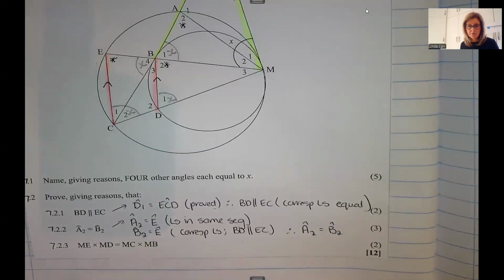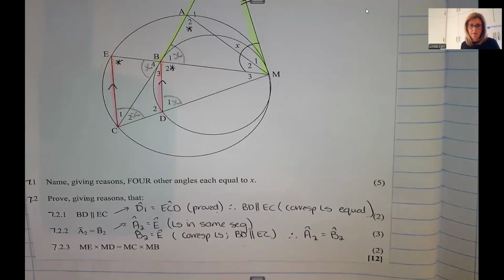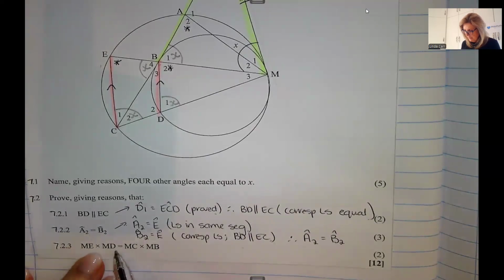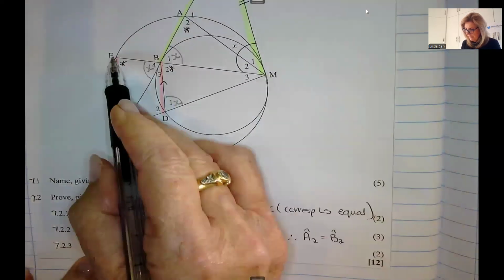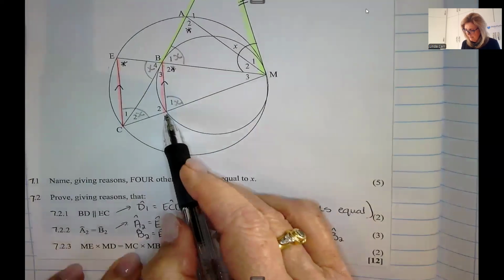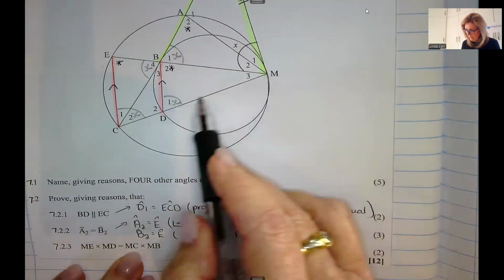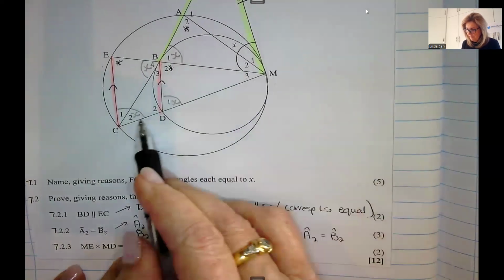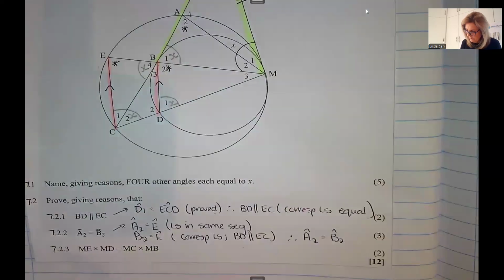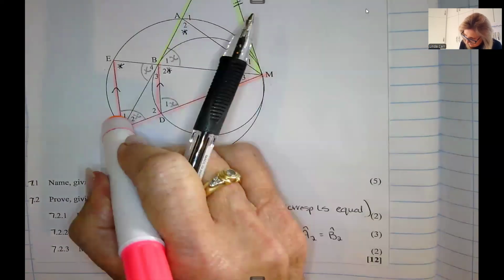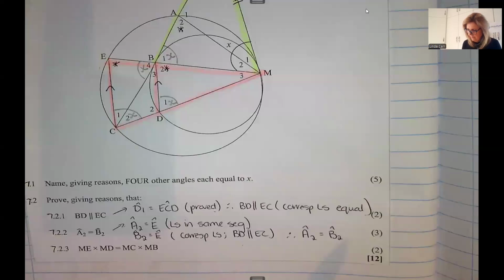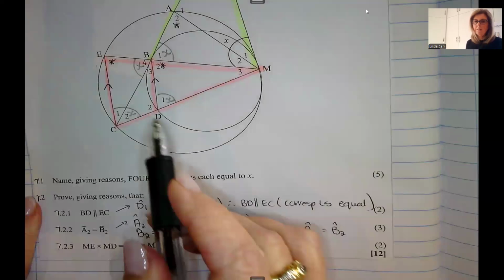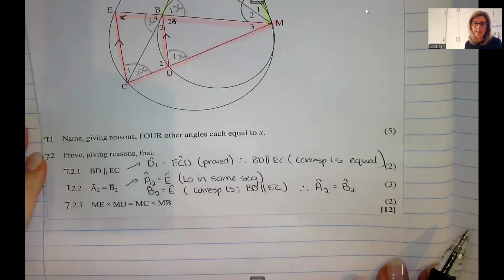Right, and the last 2 marks, they want us to prove that ME times MD equals MC times MB. Notice everything is centered on this triangle. Okay, so we could prove similar triangles if we really wanted to, but I'm going to take a chance and say that this is proportionality.